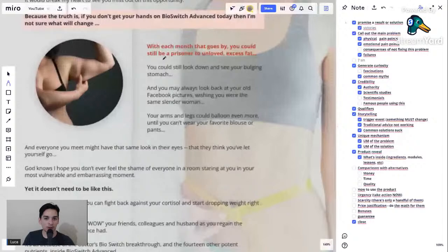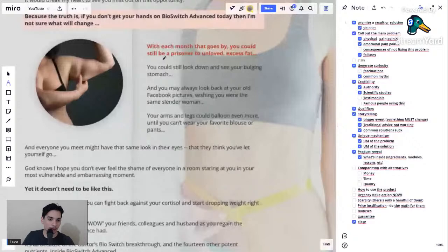You may still look down and see your bulging stomach, and you may always look back at your old Facebook pictures wishing you were the same slender woman. Your arms and legs could balloon even more until you can't wear your favorite blouse or pants, blah blah blah. It doesn't need to be like this.